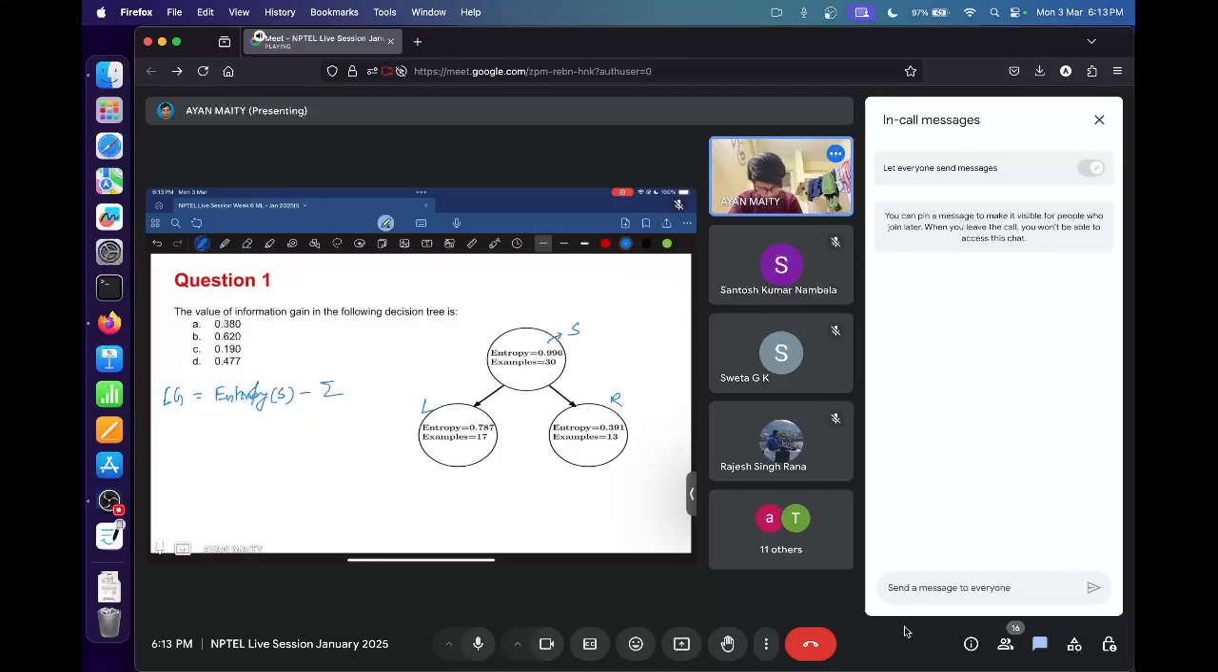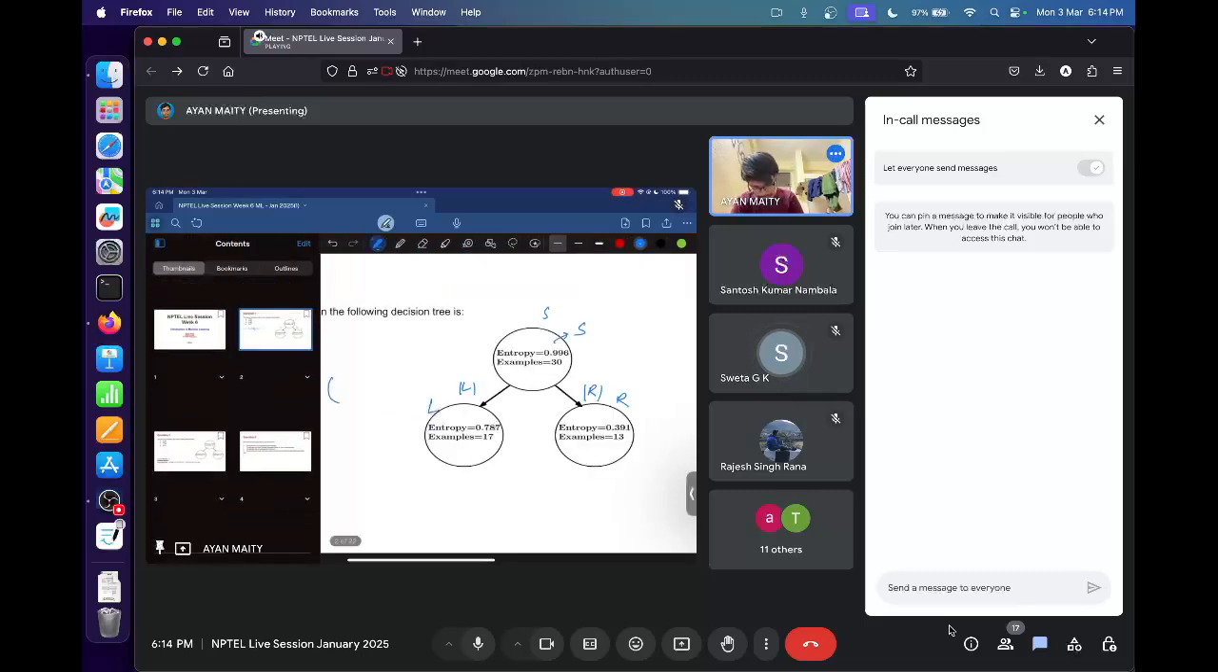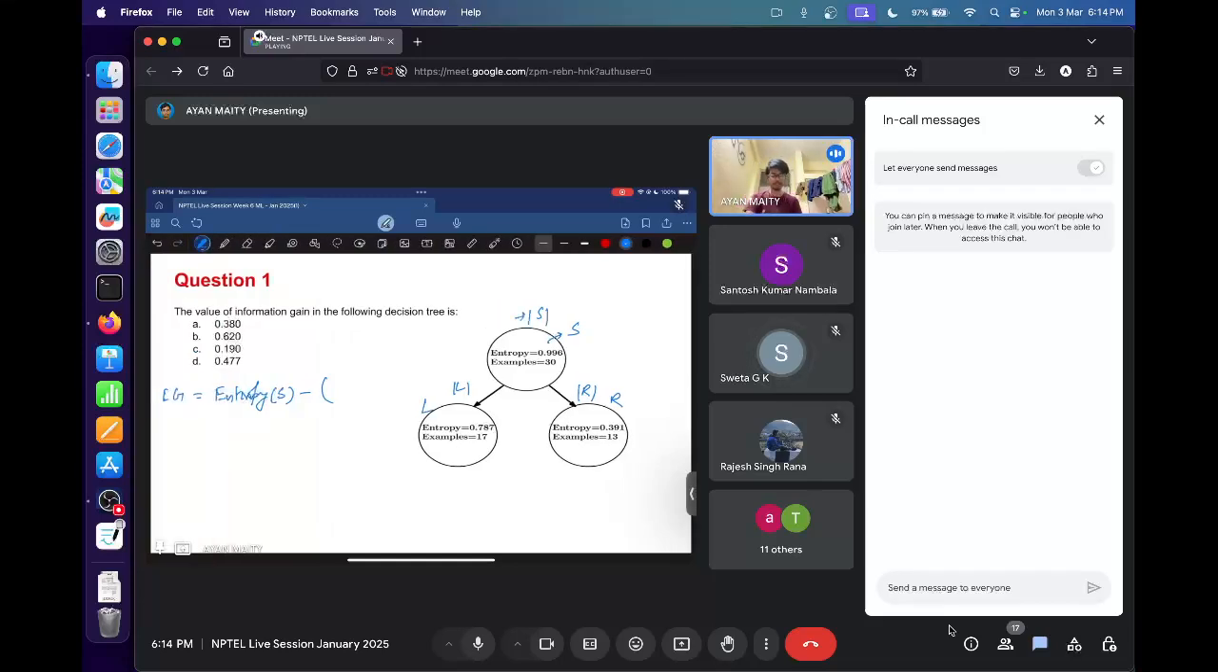summation over... so summation is not really required. This is IG, information gain. Information gain due to this split is the entropy at the root S minus the fraction of elements that goes to the left hand side. The fraction of elements going to the left hand side is denoted by modulo of L over modulo of S, where this modulo denotes the number of elements in that node.